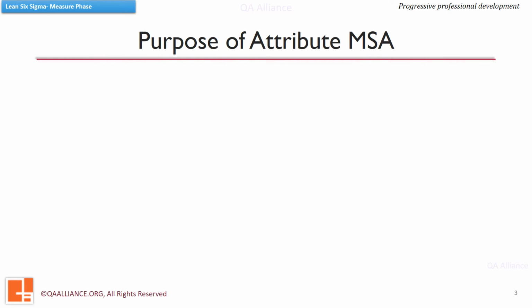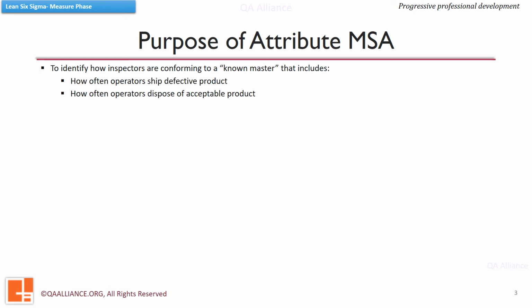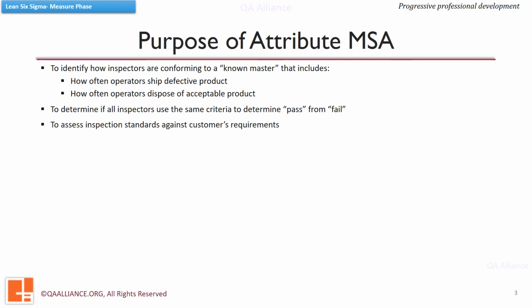The purpose of attribute measurement system analysis includes identifying how inspectors are conforming to a known master, and this includes studying how often operators ship defective product, or how often operators dispose of acceptable product. Attribute MSA is a way to determine if all inspectors use the same criteria to determine pass from fail. It helps in assessing the inspection standards against customers' requirements. It also gives a good picture of how well inspectors are conforming to themselves.